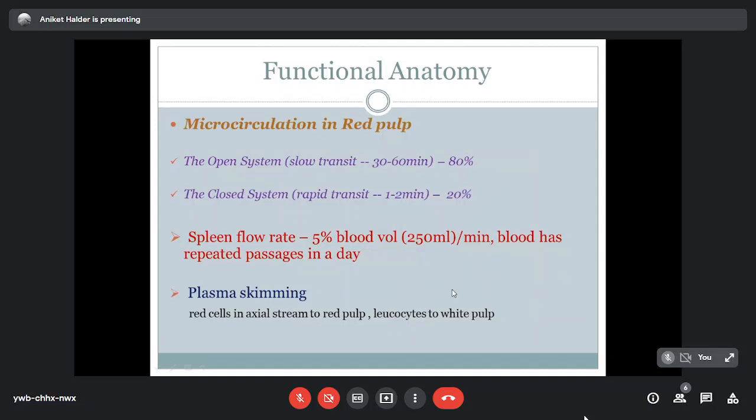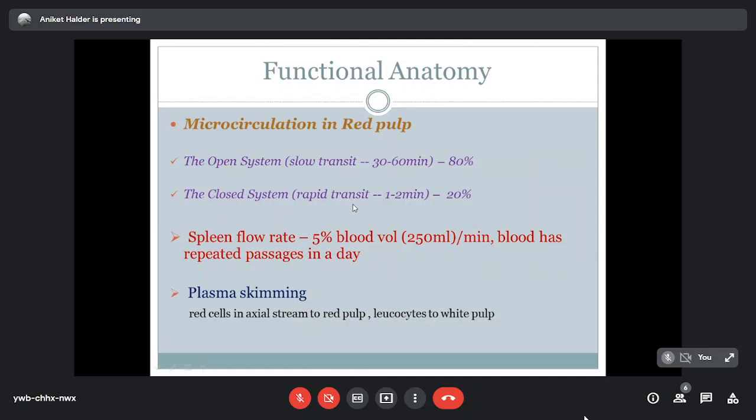So in the microcirculation of the red pulp, we have an open system, which is a slow transit system, and 80 to 90% of the blood enters into the open system, that is, into the splenic cords. Less than 20%, around 10% of the blood, has a rapid transit to the closed system, in which the branches of the central arteriole directly communicate with the venous sinuses through the capillaries.